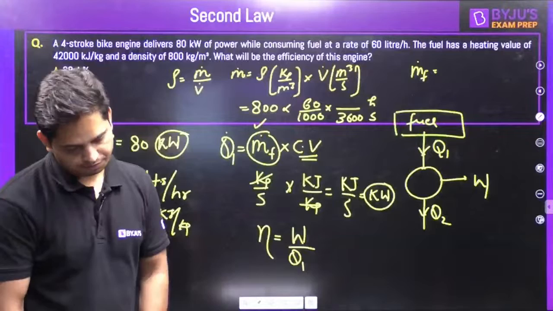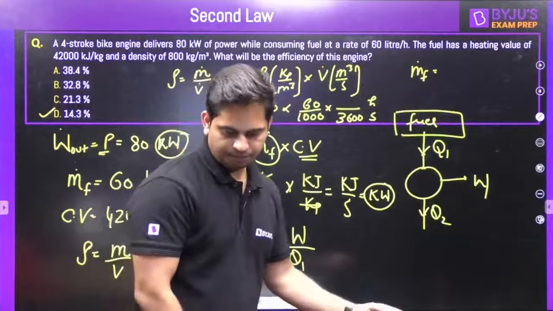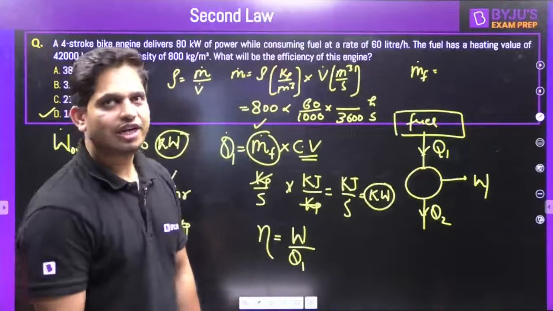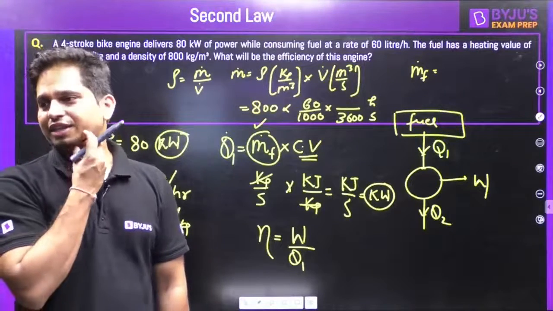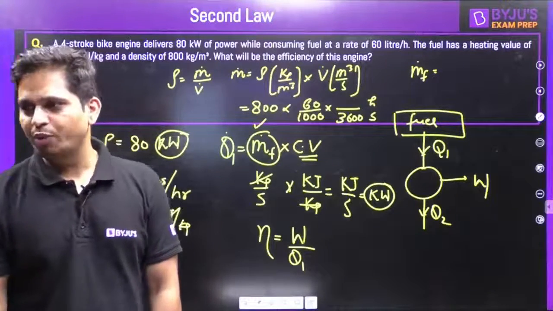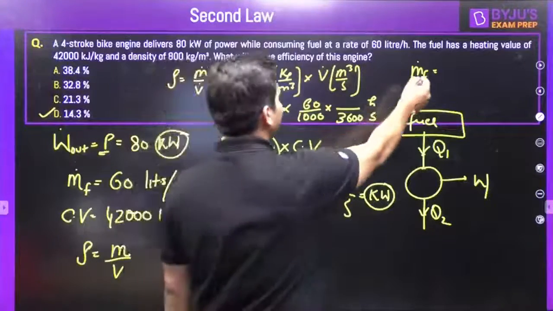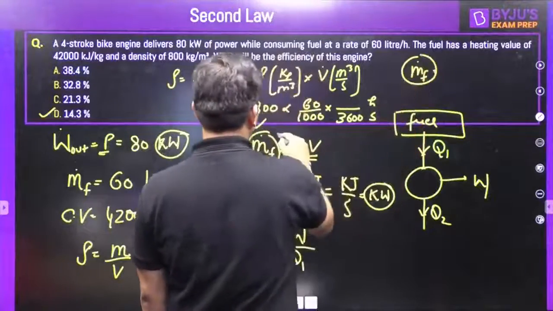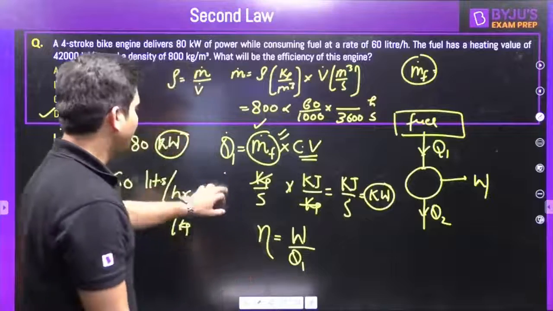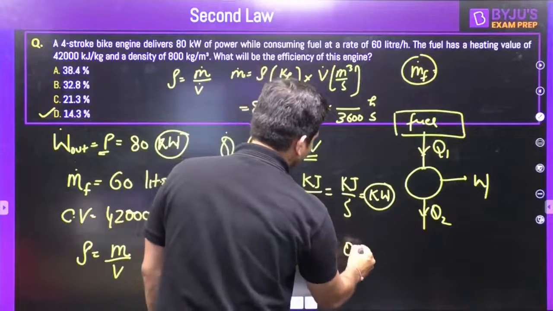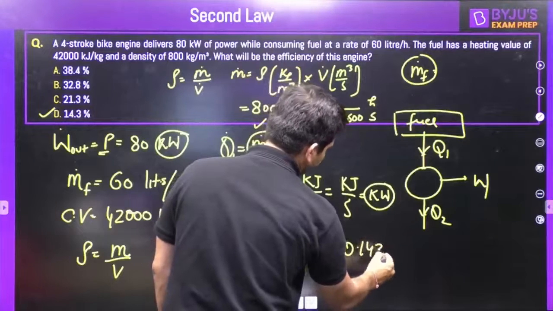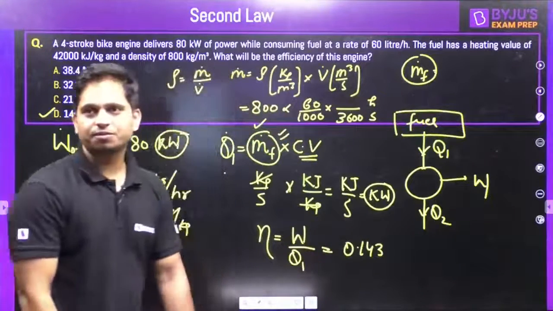I don't know how much it is. Can you calculate it for me? Anyway, Sachin, now I think it should be clear. You put it here and calculate Q1. You put it here and you can calculate efficiency. It's 0.143 or 2, whatever it is.